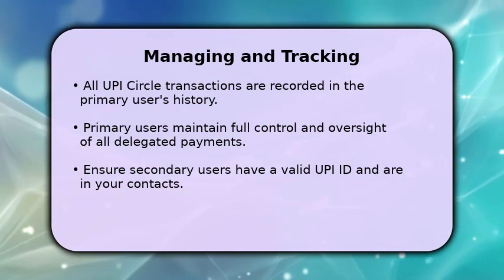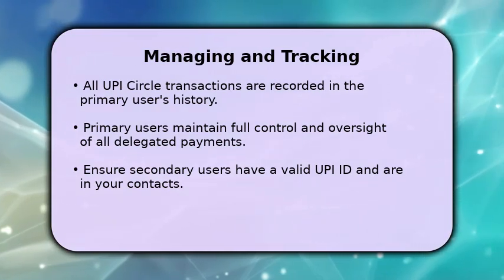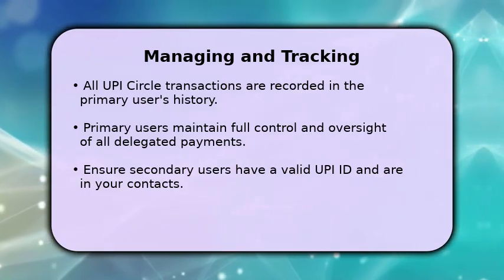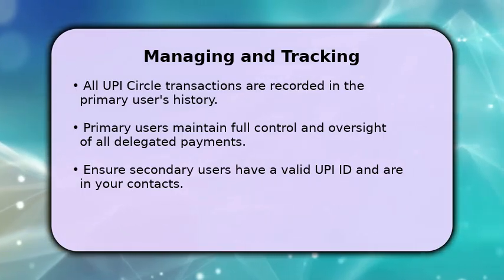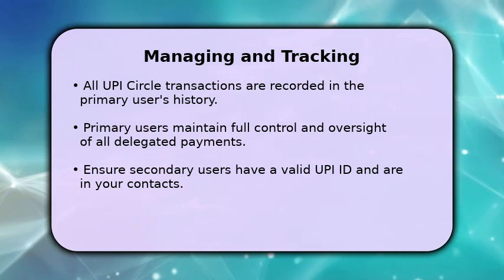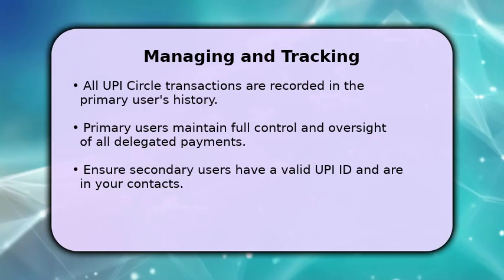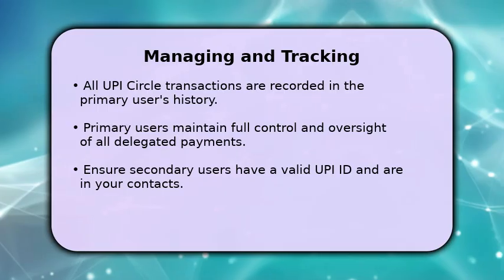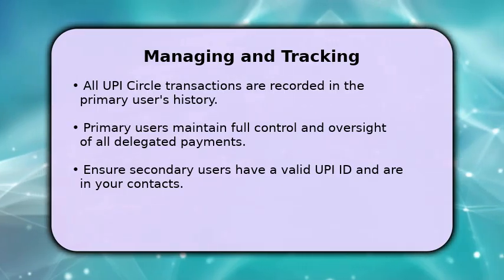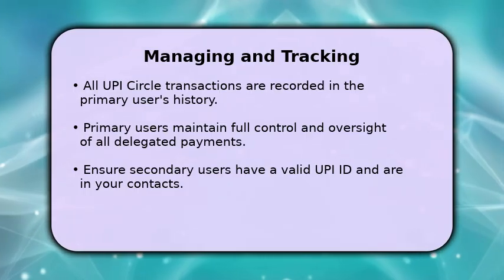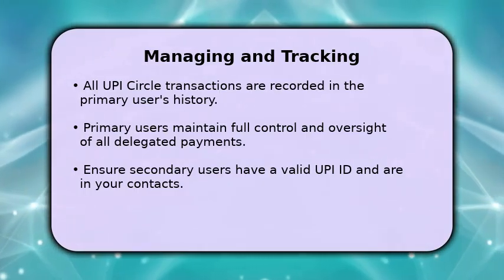Managing your UPI Circle is straightforward, as all transactions initiated by secondary users are clearly recorded in the primary user's GPay transaction history. This ensures complete transparency and control over all delegated payments. Remember to ensure that the secondary user's mobile number is saved in your contacts and they have a valid UPI ID for seamless operation. This feature simplifies digital payments for your trusted circle.